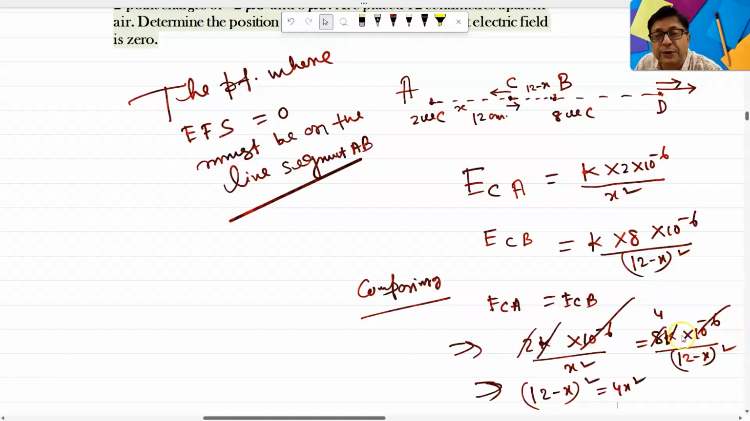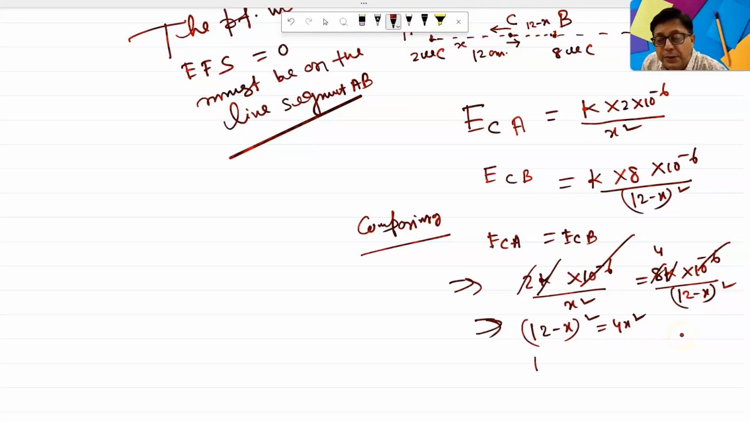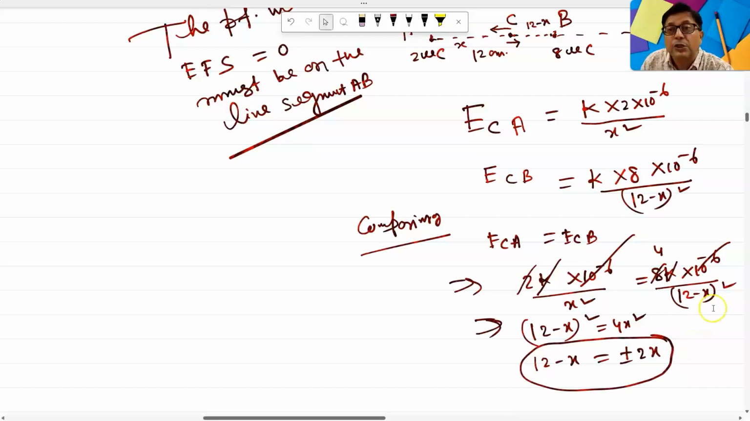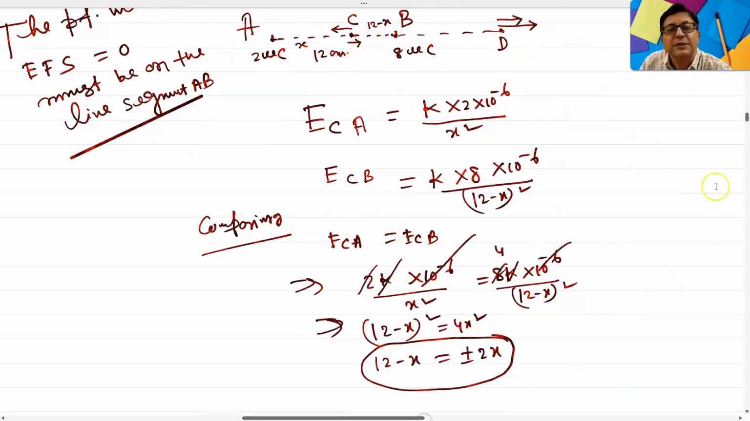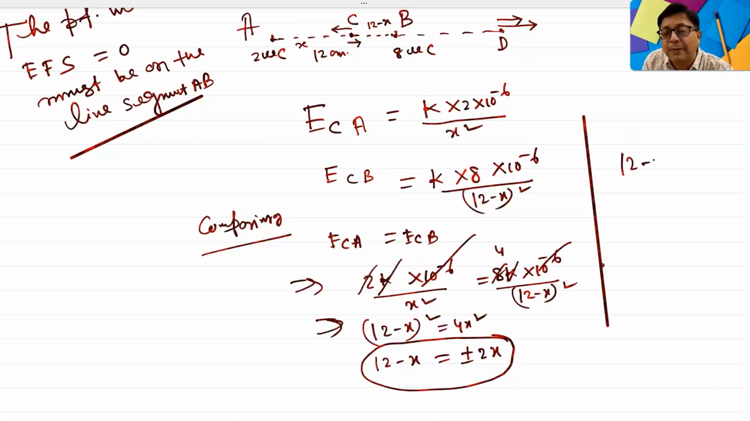Just take square root like the previous sum. 12 minus x will be plus minus 2x. So now take x positive first and then x negative. If you take the positive sign, by taking plus sign there, 12 minus x equal to 2x. So 12 equal to 3x, x equal to 4.